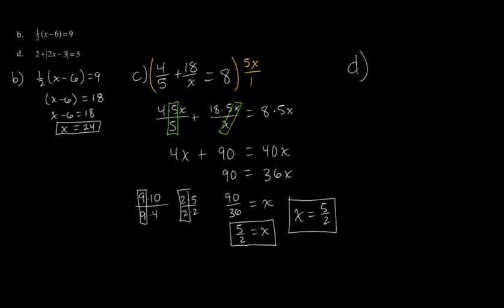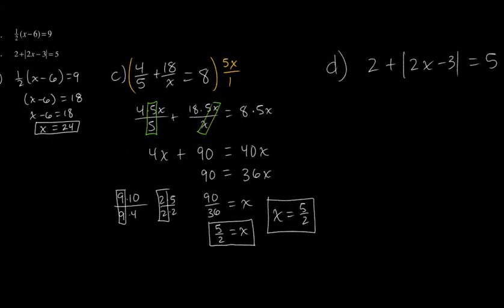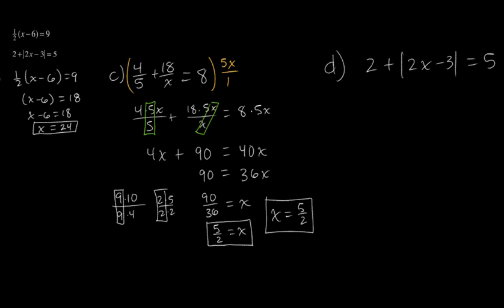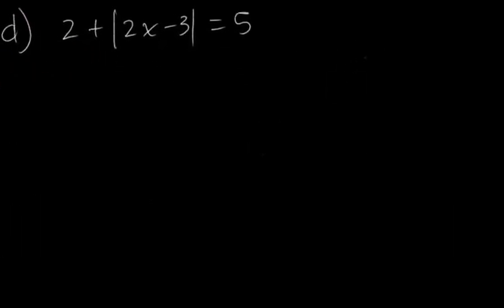D has an absolute value in it. So it's 2 plus the absolute value of 2x minus 3, and that equals 5. Let me just check and make sure I got that right. 2 plus the absolute value of 2x minus 3 equals 5. Okay, so let's take a look at this.